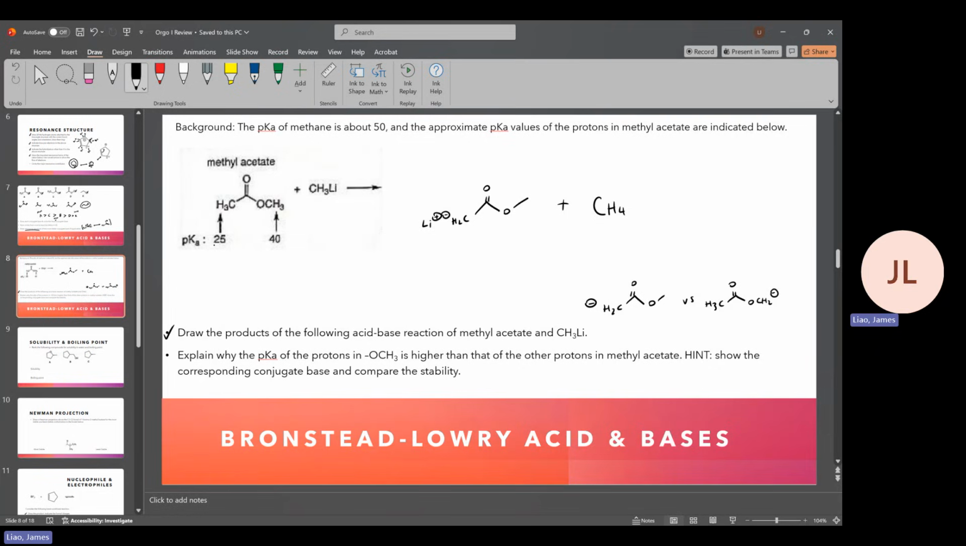You can form a resonance structure where the charge just moves around from one atom to the other through major contributors. So some of the points you want to make sure you explain is why those protons are higher than the other protons: the electron density is much more concentrated on the OCH2 side versus a CH2 next to a double bond O, because that one would distribute the electron density through resonance. That makes it the least stable as a conjugate base, so it's going to have a higher pKa value.